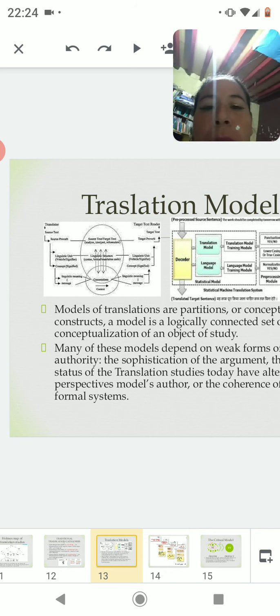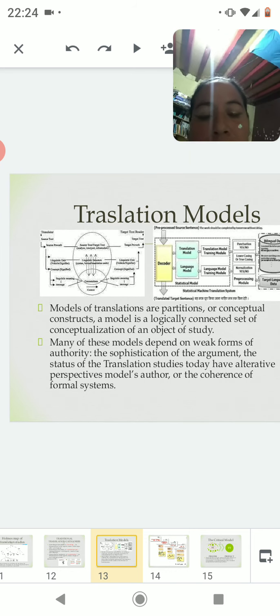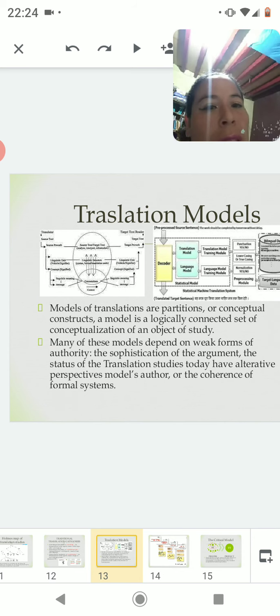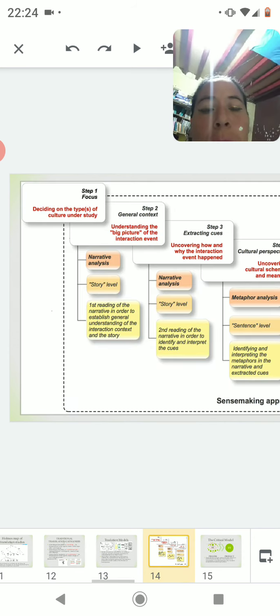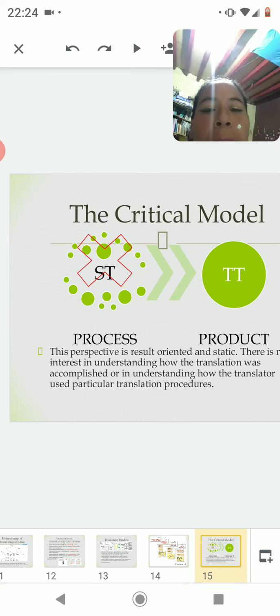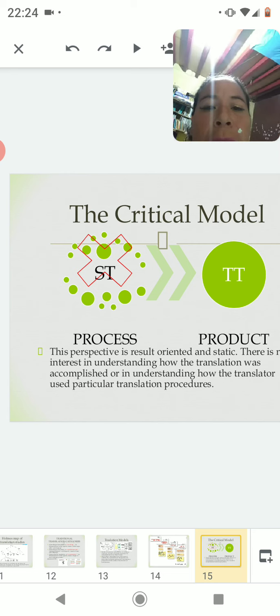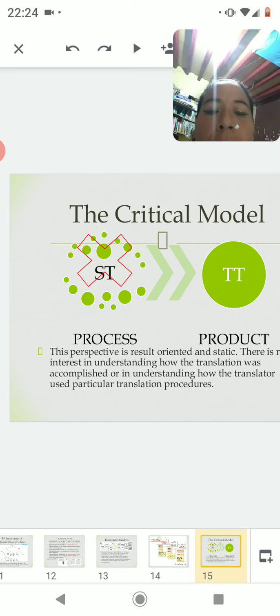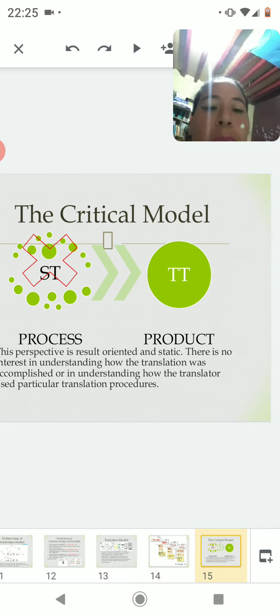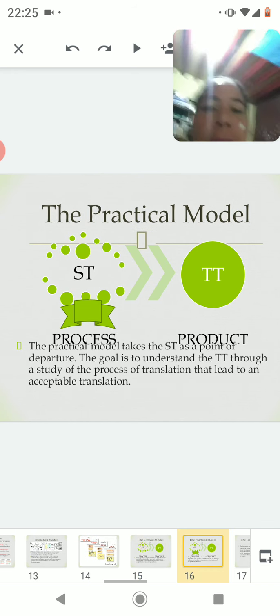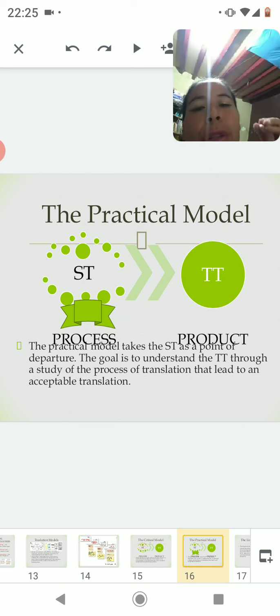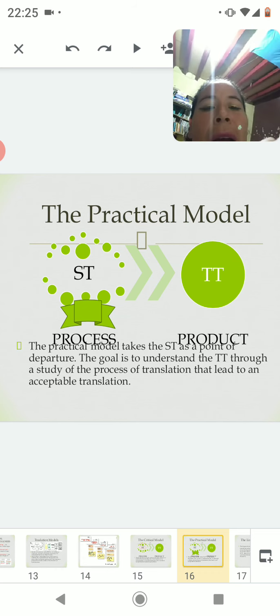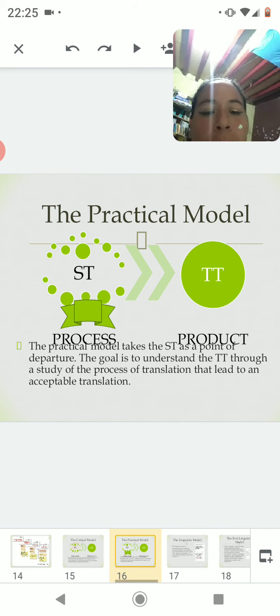And we have here some translation models. That's what we work with. These translation models are different, and this is for specialists in those branches. The critical model does not focus on the process. It just focuses on the target text. And in the next model, the practical model, the process is important in order to know the origin of the text, so as to understand both parts.